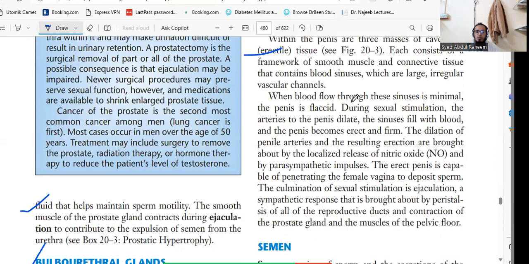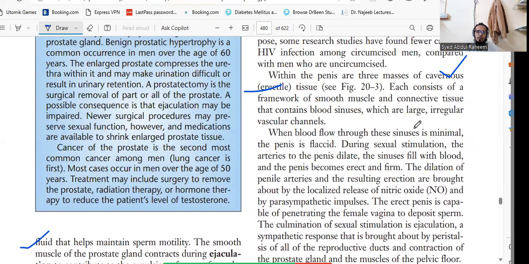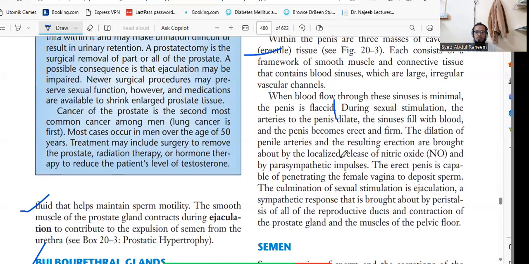When blood flow through the sinuses is minimal, the penis is flaccid. So normal blood flow will remain, and there is no erection. But during sexual stimulation, the arteries to the penis dilate and the sinuses fill with blood, and the penis becomes erect and firm. The dilation of penile arteries and the resulting erection are brought about by the localized release of nitric oxide and a parasympathetic impulse. The erect penis is capable of penetrating the female vagina to deposit sperm. The culmination of sexual stimulation is ejaculation. It is a sympathetic response brought about by peristalsis of all of the reproductive ducts and contraction of the prostate gland and the muscles of the pelvic floor.